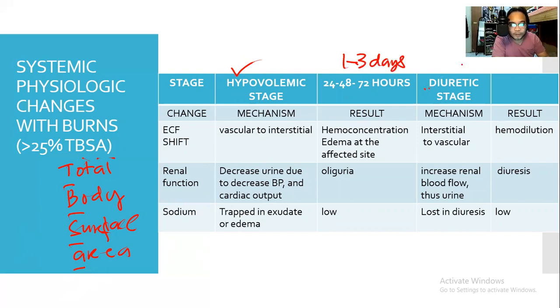So ano ba yung nangyayari dito? Okay, first, these are the changes. So you have there your ECF shifts. Ito yung mga changes na nangyayari. You have the extracellular fluid shift, vascular to interstitial. So nagkakaroon tayo ng edema. Nagkakaroon din tayo ng hemoconcentration. Kasi bakit? Remember sa ating hematocrit, kaya nagkakaroon ng hemoconcentration, expect that the hematocrit will rise.